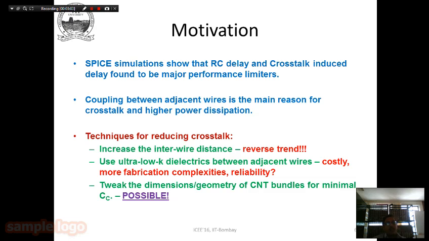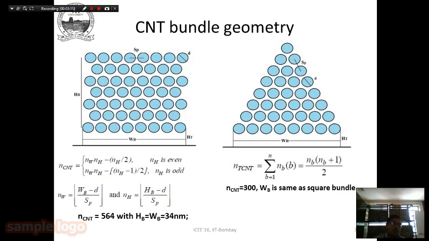So the only way to reduce this problem is to tweak the dimensions or geometry of the CNT bundles for minimum coupling capacitance, which is possible. So in this work we propose that the CNT bundle geometry can be modified from the traditional square or rectangle bundles into triangular CNT bundles.